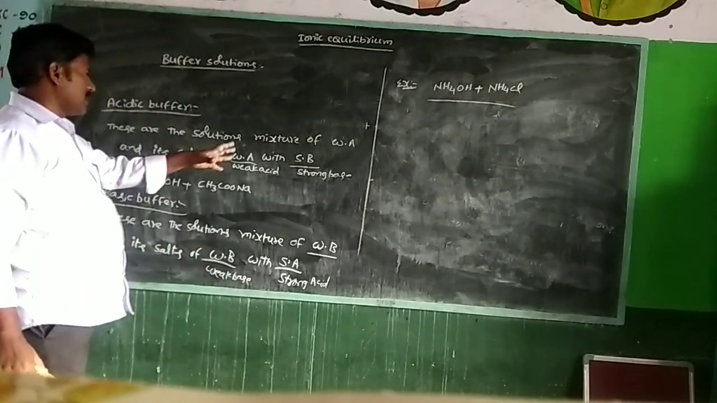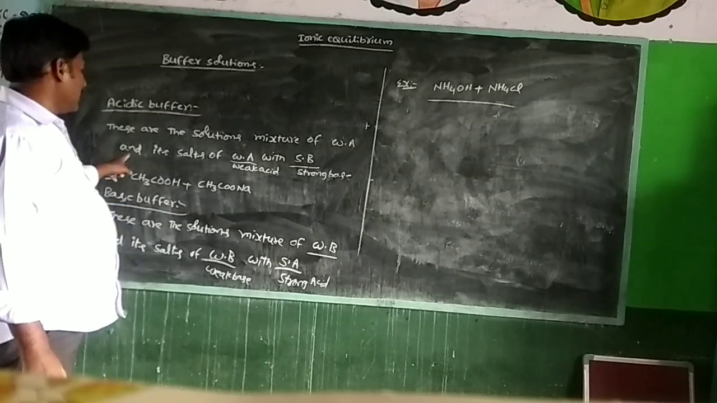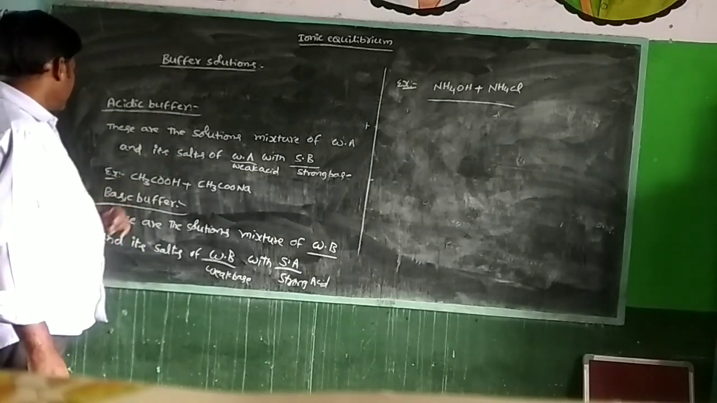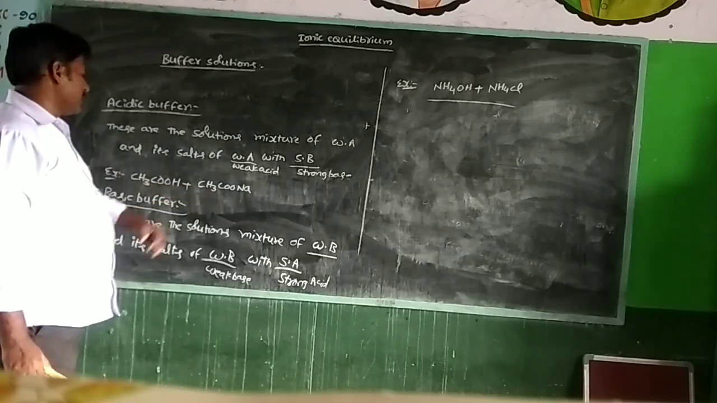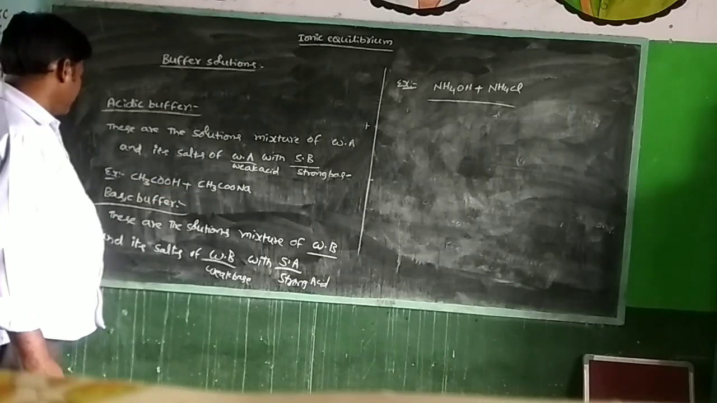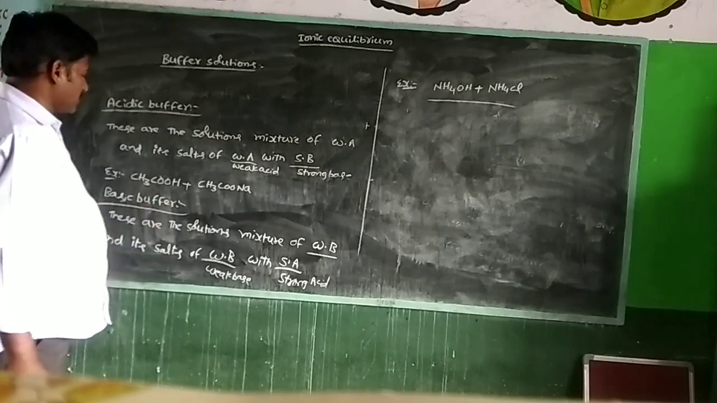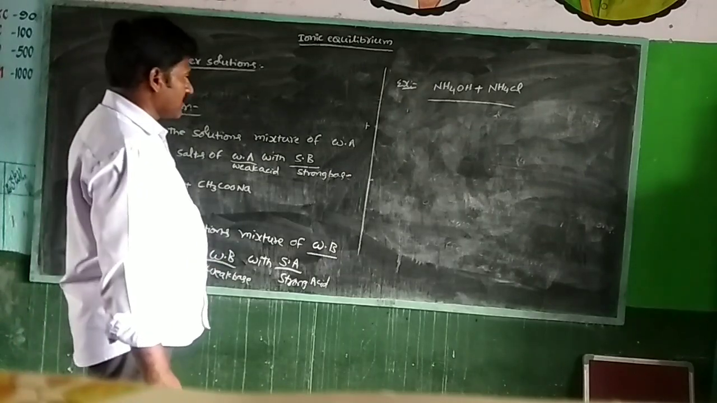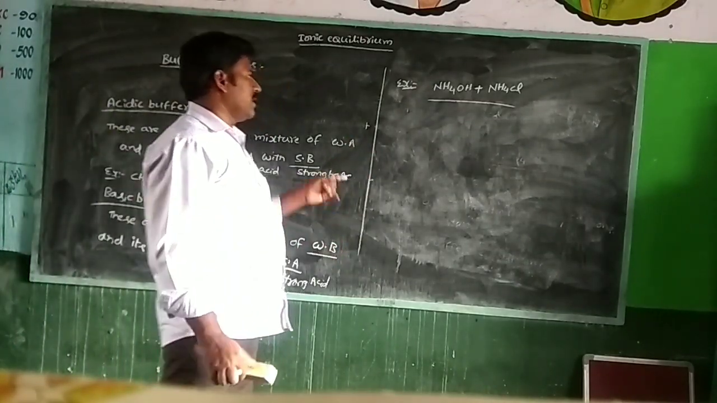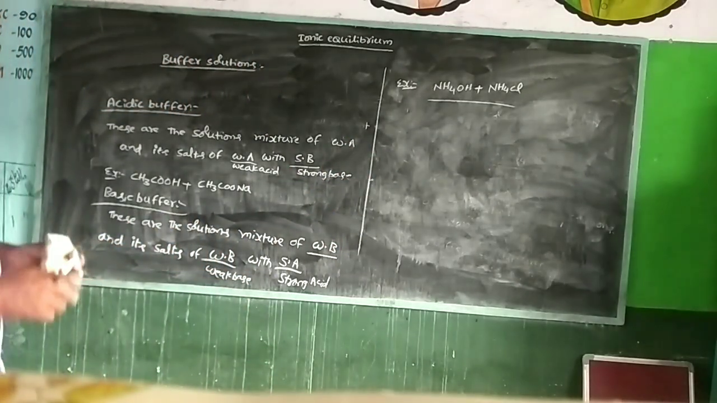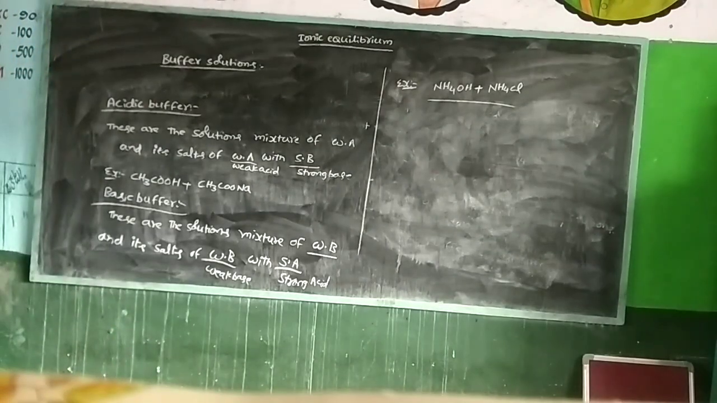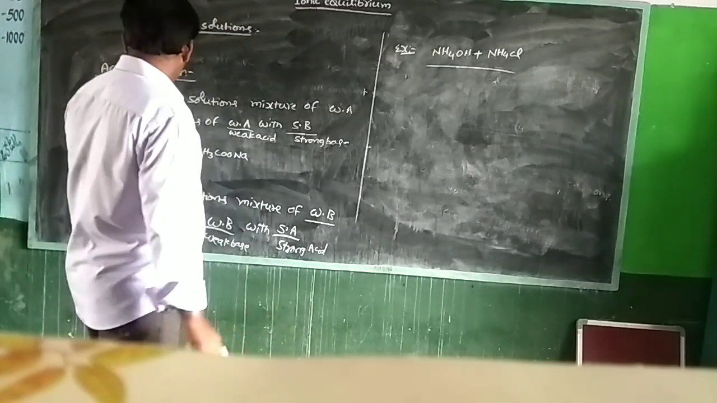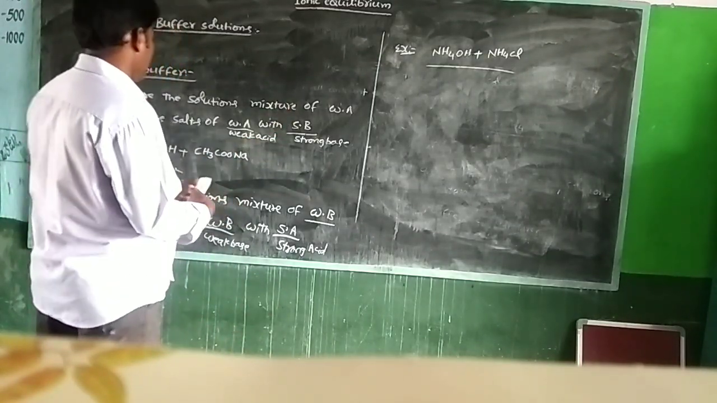Acidic buffer means these are the solutions, a mixture of weak acid and its salt of weak acid with a strong base. Example is CH3COOH plus CH3COONa. Basic buffer means a mixture of weak base and its salt of weak base with strong acid. Example is NH4OH plus NH4Cl. Acidic buffer and basic buffer is complete.